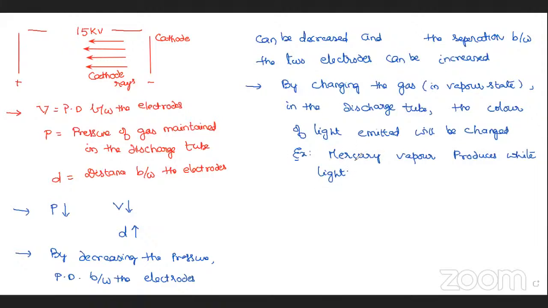Okay, right. This is one example. By changing the gas, you can change the color of light emitted. And then, if you link to the chemistry, it emits which type of spectrum? It emits a characteristic spectrum. That is line spectrum. Characteristic means line spectrum. Okay, these are all the points related to the BITSAT exam.